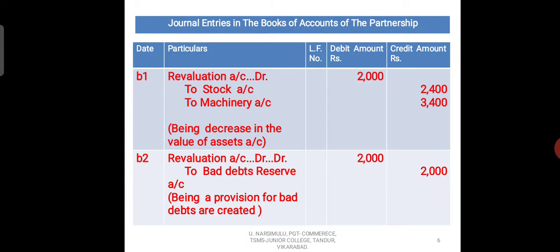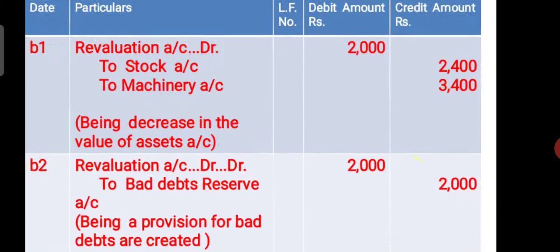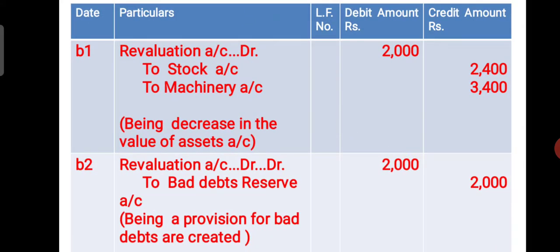B1, B2. So when there is a decrease in the value of assets, we write the entry like this: revaluation account debit. Two assets are decreased, stock account and machinery account. So stock account 2,400, machinery account 3,400. Okay, total 5,800 in the debit column, meaning before the revaluation account you write 5,800. Okay, narration: being decrease in the value of assets.